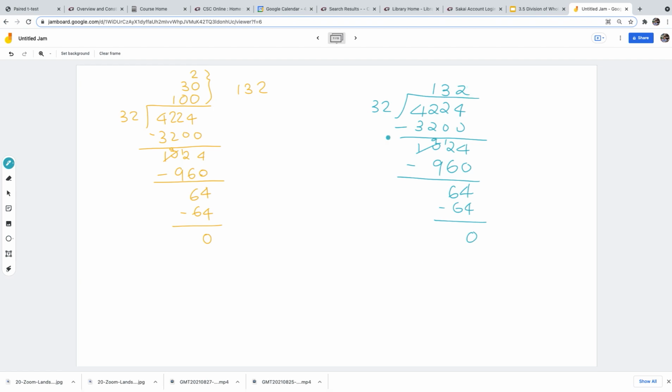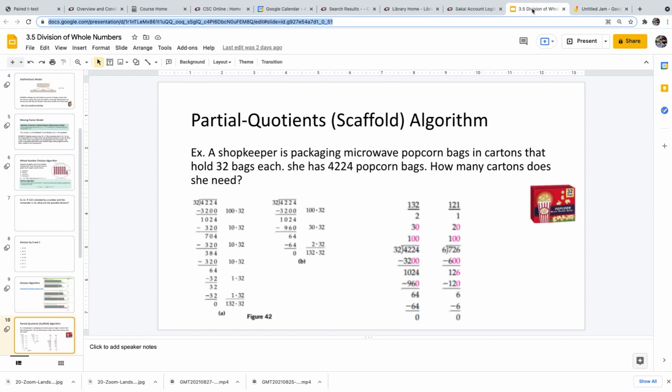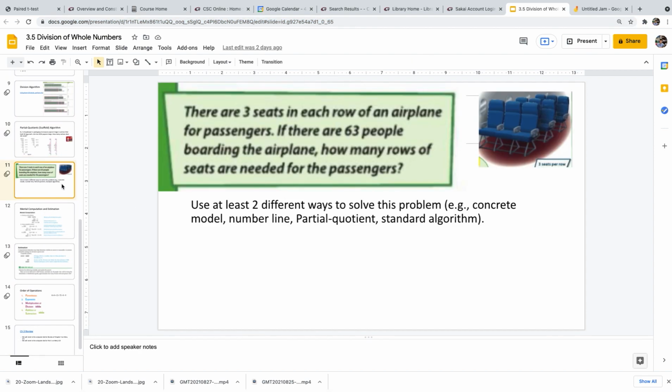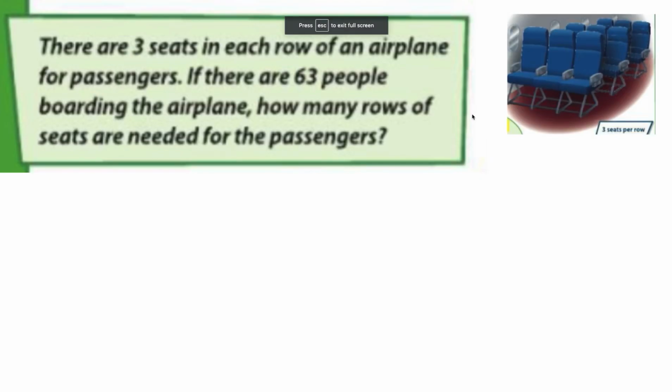That's a standard algorithm. And these are the partial quotients. Personally, I like this one so much more because I think it's really linking with my thinking process about repeated subtraction. I don't know about you, but you need to know all of these different methods, okay? The strategies.